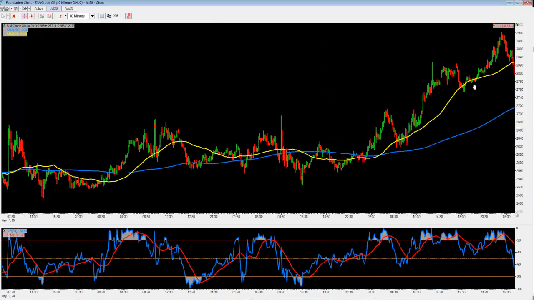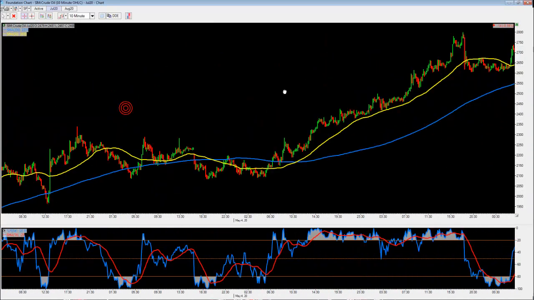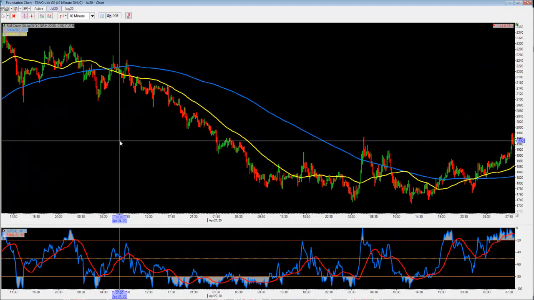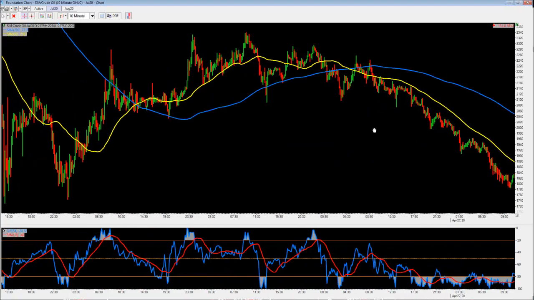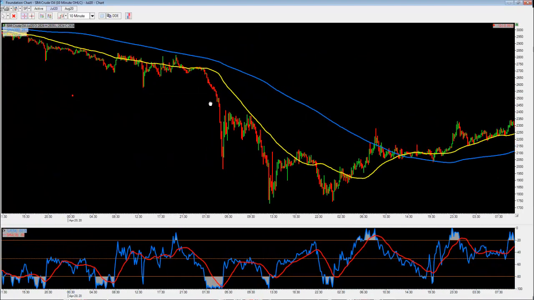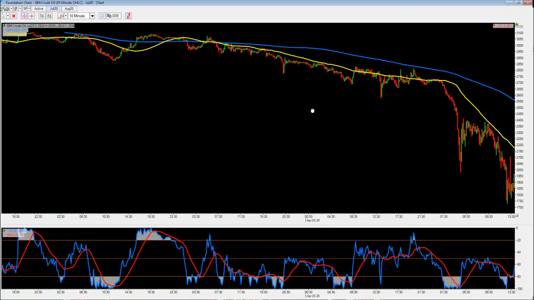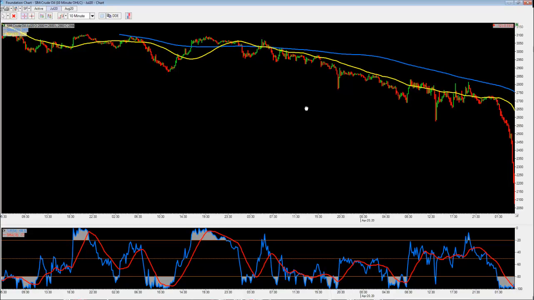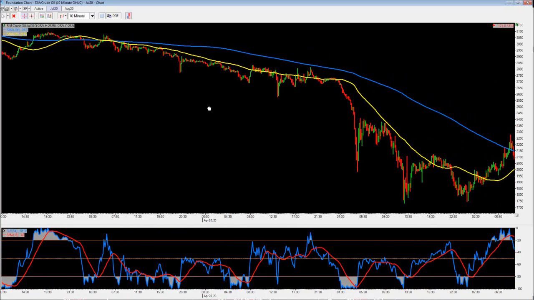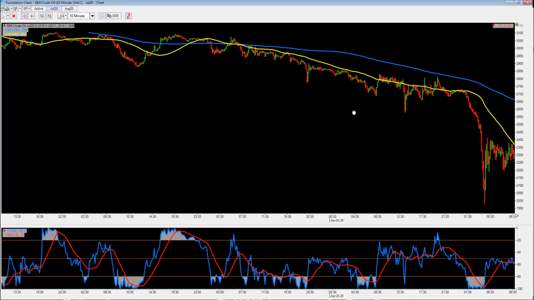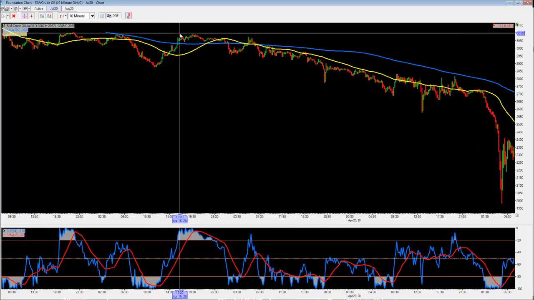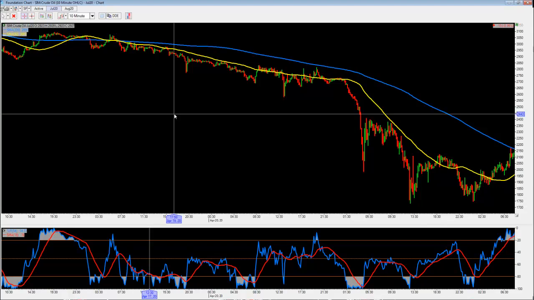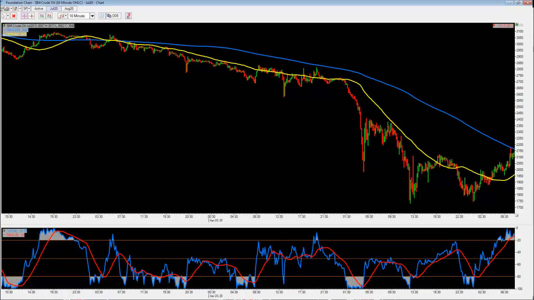Let's go find a solid downtrend. This is looking pretty good. This is looking better. All right. This is looking pretty good right here. All right. Let's use this point right here. And then let's, yeah, this is looking good.